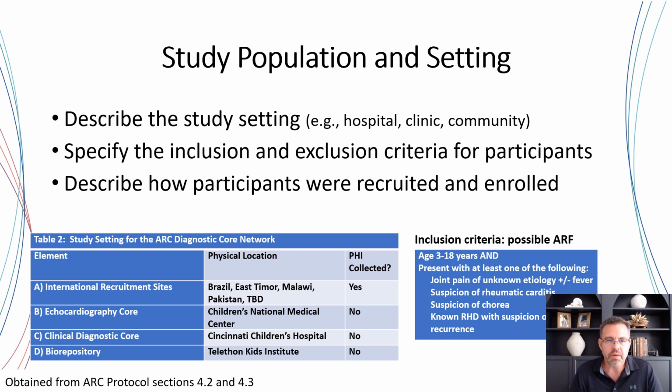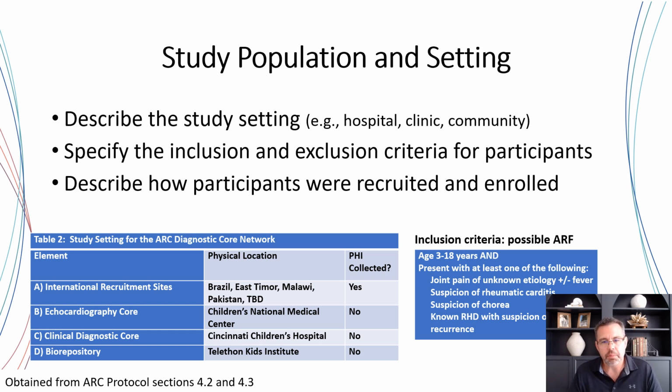We certainly want to specify the inclusion and exclusion criteria for our participants, right? So what were the eligibility criteria for someone to be able to participate in our study? And then, what were also those criteria for which we would have to unfortunately exclude a participant from being able to participate? And then, as I mentioned before, we want to describe exactly how participants were recruited and how they were enrolled into our study.